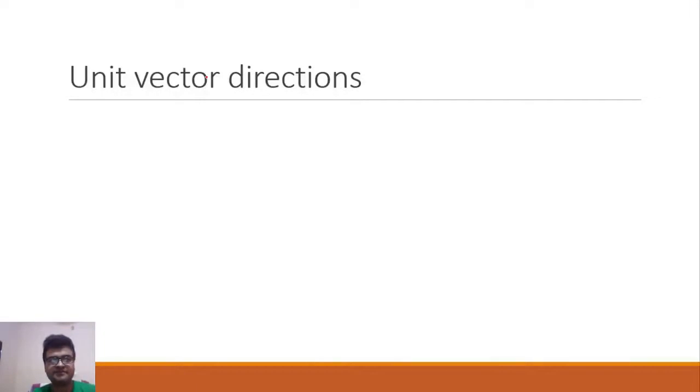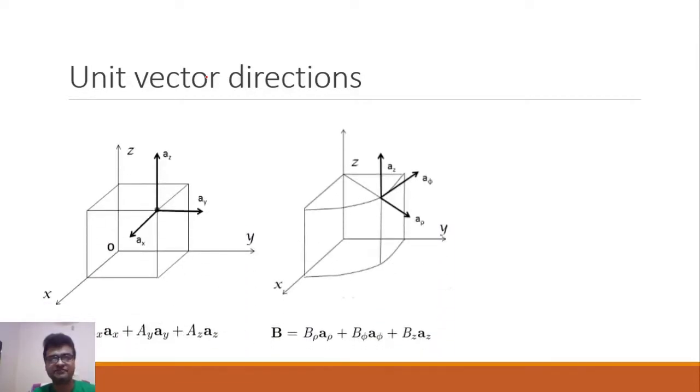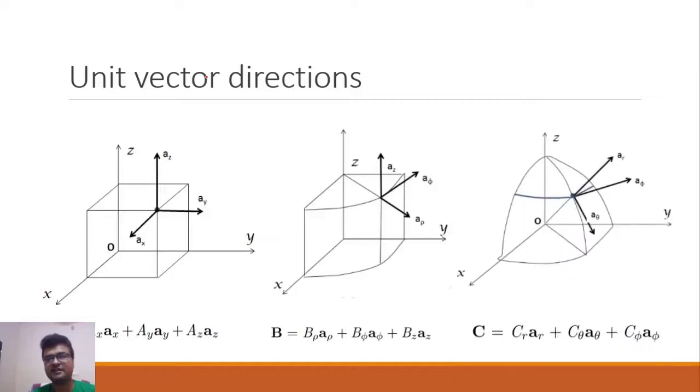We know that vectors have an important property known as direction, and the direction is shown by a unit vector. So in every coordinate system that we know, that is Cartesian, cylindrical and spherical, we have three unit vectors in each. Each unit vector specifies where a vector is pointing. So a rectangular coordinate system has ax, ay and az as its unit vectors.